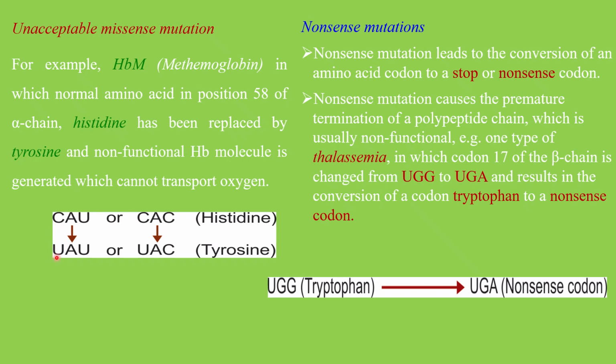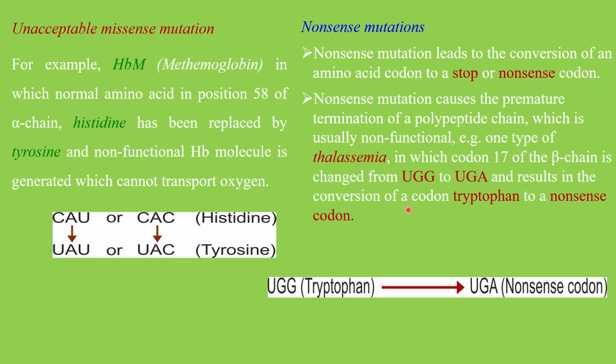C is replaced by U. Or CAC is converting to UAC. So the A has no change, but C is replaced here by U. So what is happening? Histidine is being replaced by tyrosine. So this leads to the non-functional hemoglobin, methemoglobin. So this is unacceptable.